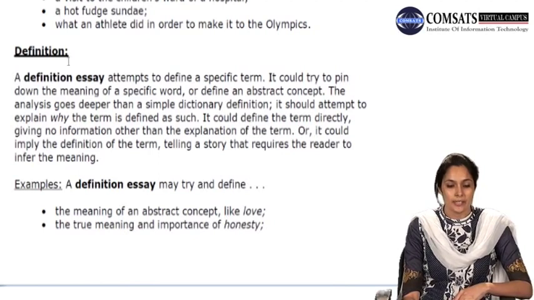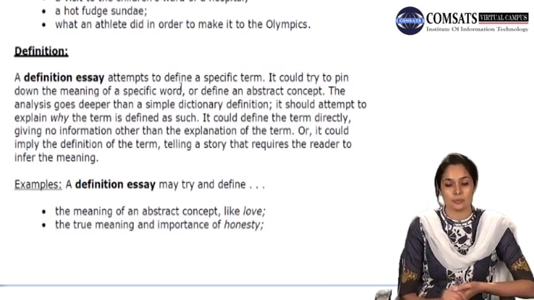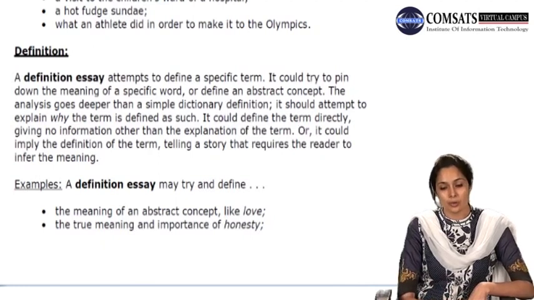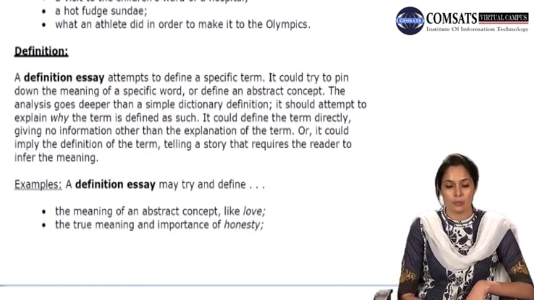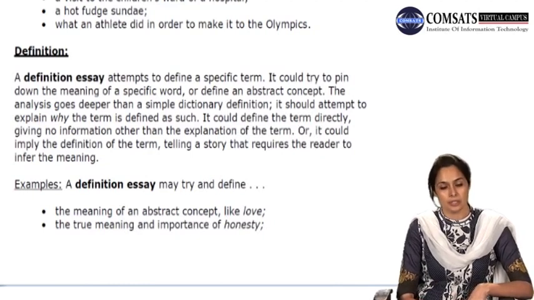Definition essays. A definition essay attempts to define a specific term. It could try to pin down the meaning of a specific word or define an abstract concept. The analysis goes deeper than a simple dictionary definition. It should attempt to explain why the term is defined as such. It could define the term directly, giving no information other than the explanation of the term, or it could imply the definition of the term, telling a story that requires the reader to infer the meaning.